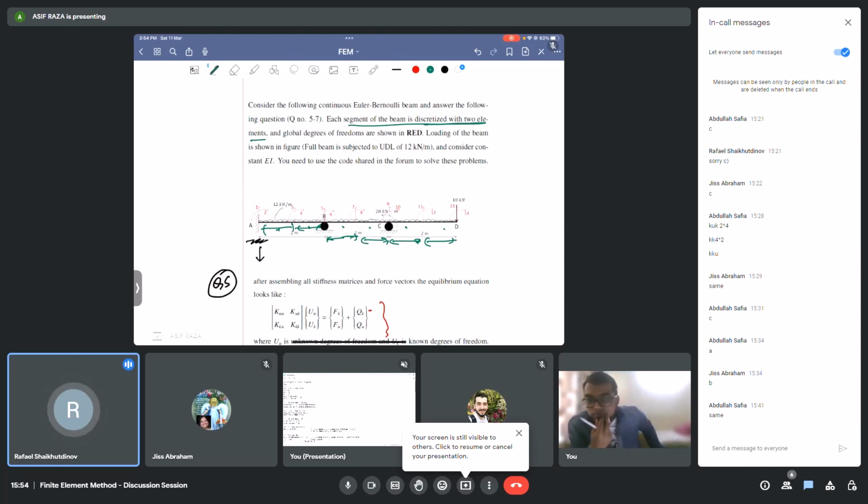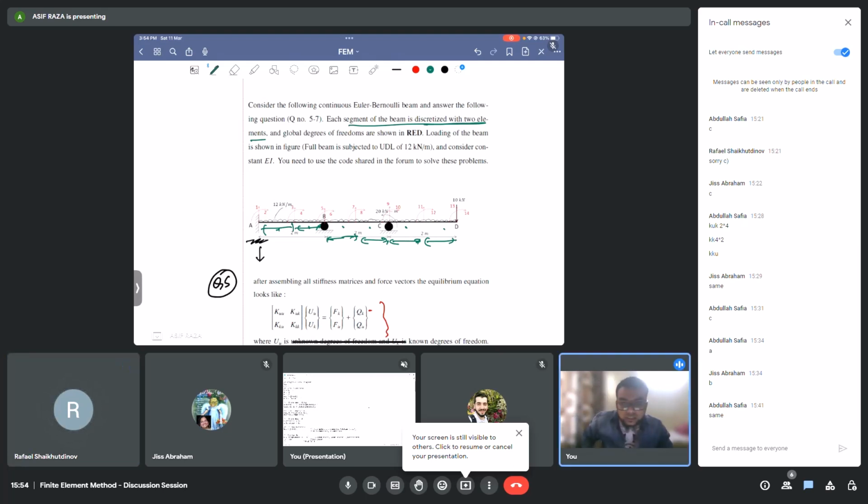I just ran this code up to this, and the first element. You better share your screen. Okay, I'll just stop sharing mine.